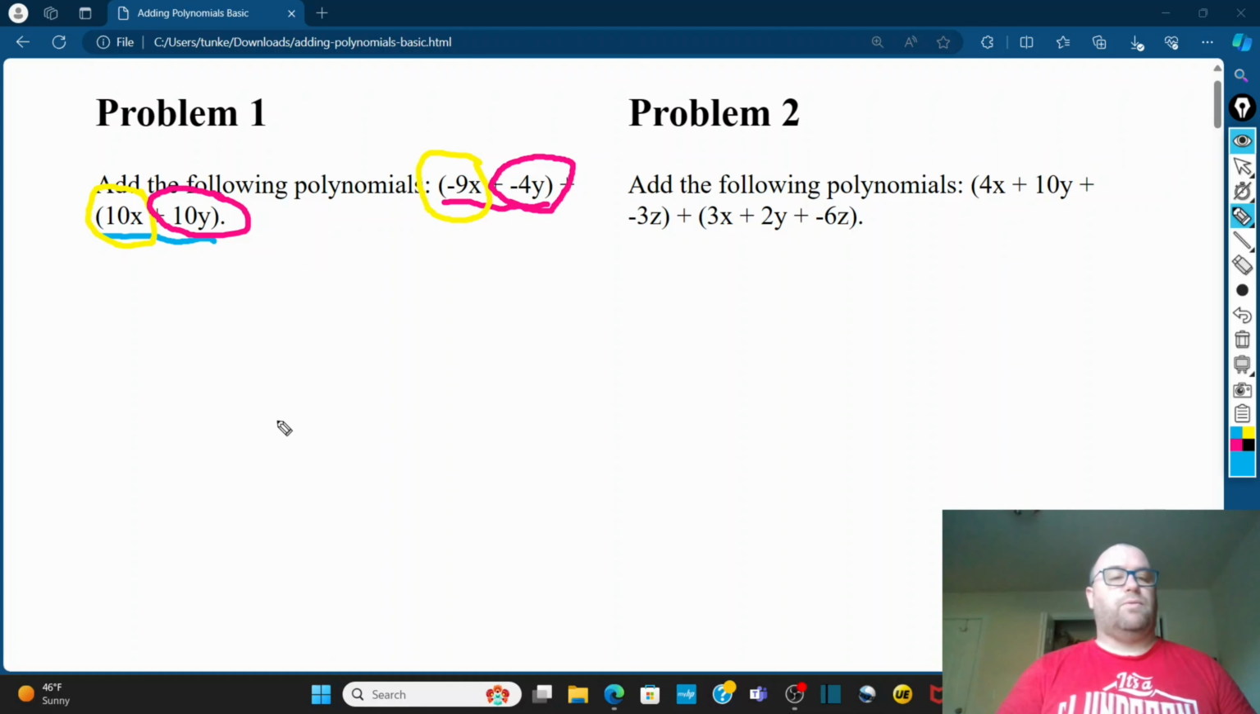So let's start with 10x here plus negative 9y. Okay, you'll notice that the coefficients, that's the number in front of the variable, negative 9x.